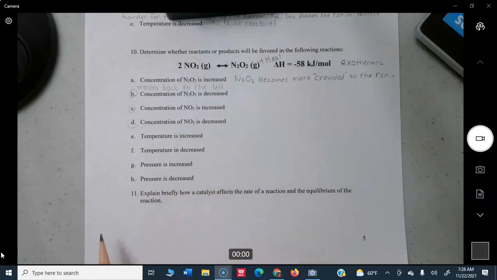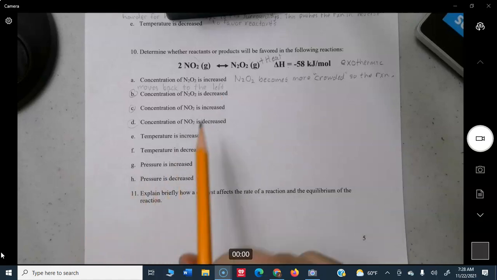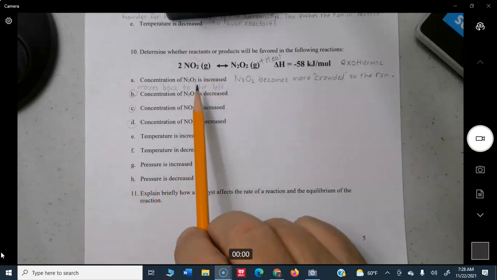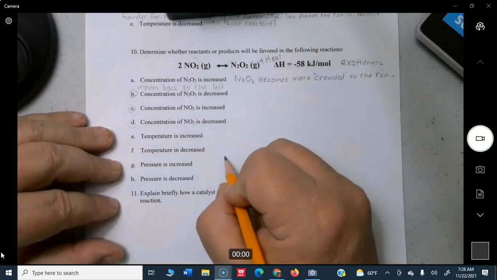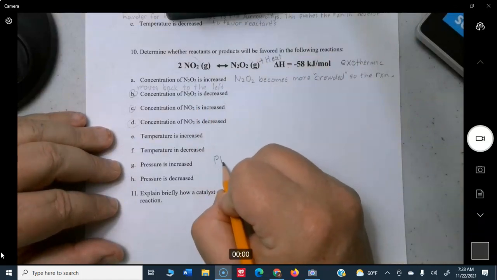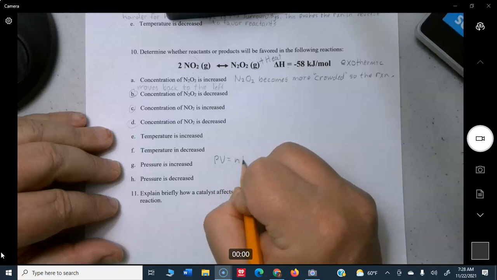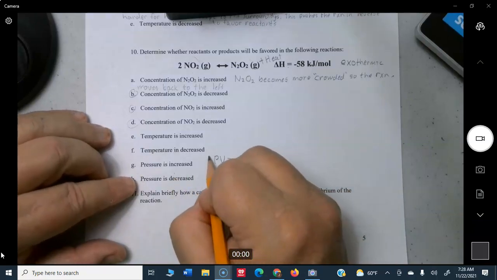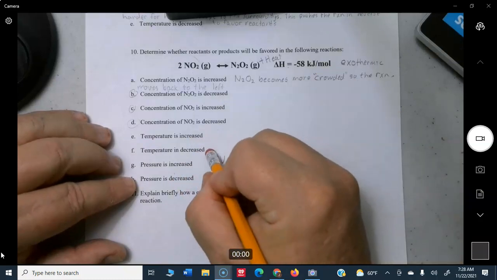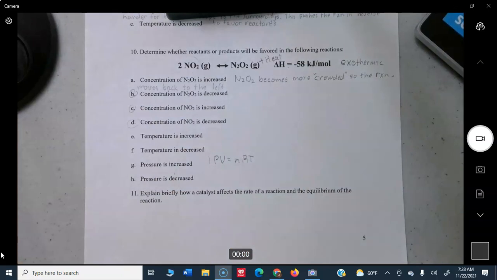Pressure is increased. Okay, let's do these two together. We did not deal with this in the previous problem. So pressure, it's a gas. So if pressure is increased, first of all, let's start with PV equals nRT. If pressure is increased, you make the pressure go up. Then what the reaction wants to do is go against that. It wants to get back to equilibrium.